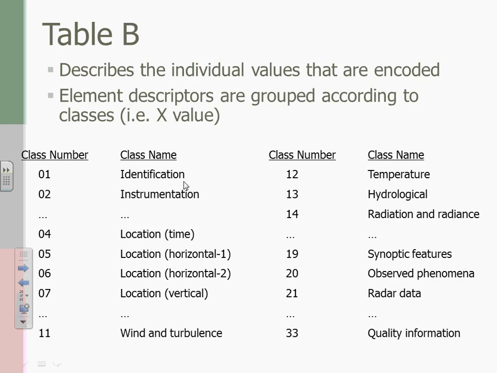And table B is this. Table B describes the individual values that are encoded, and element descriptors are grouped according to classes.